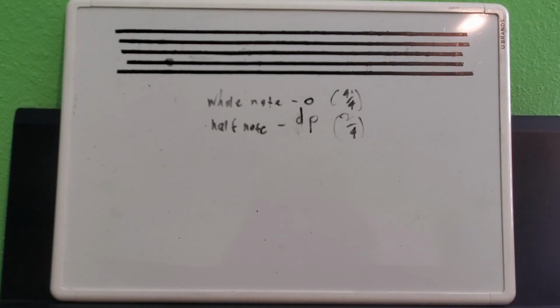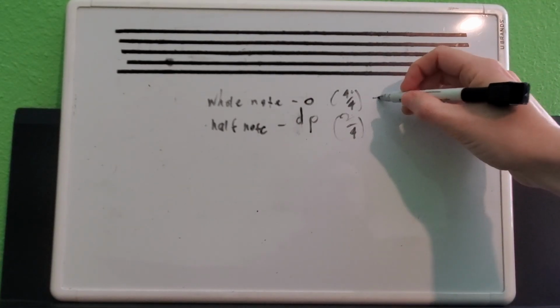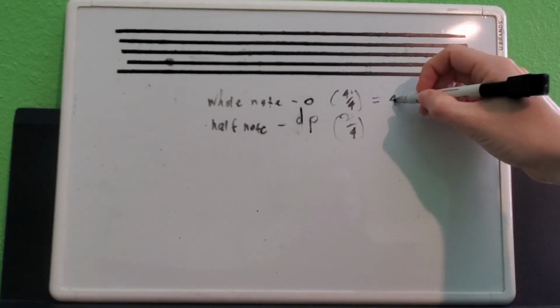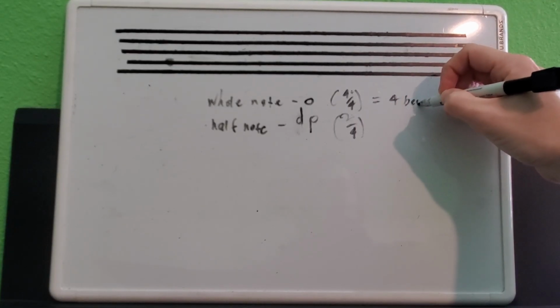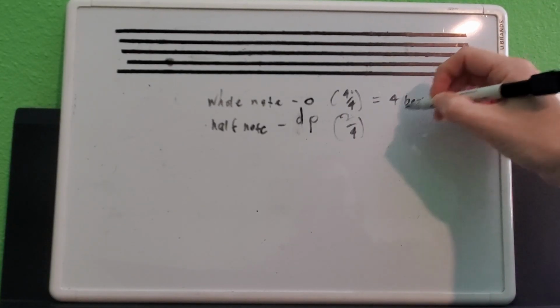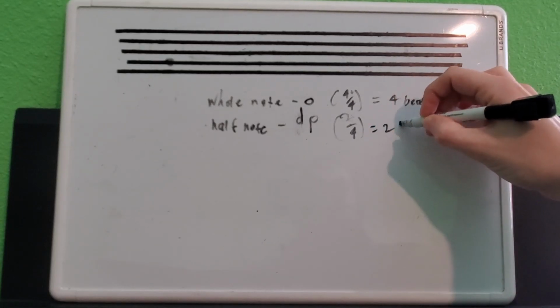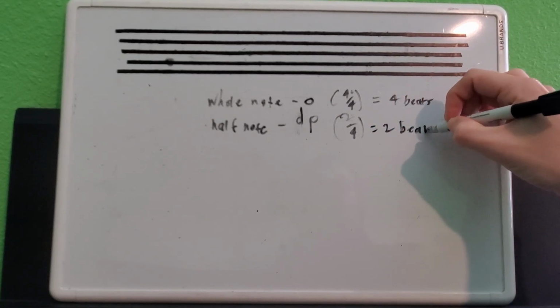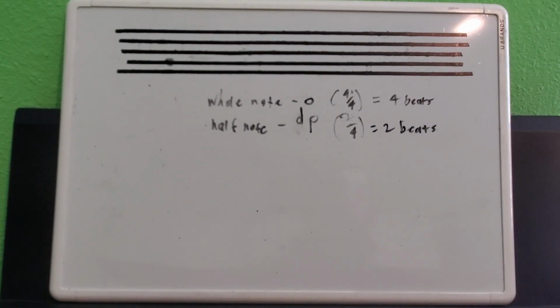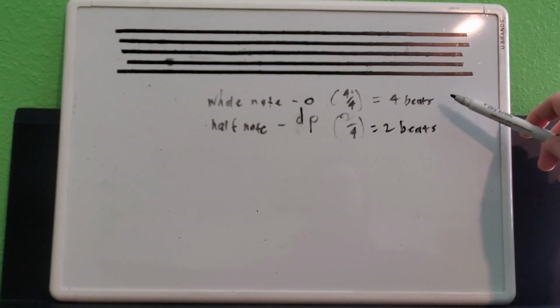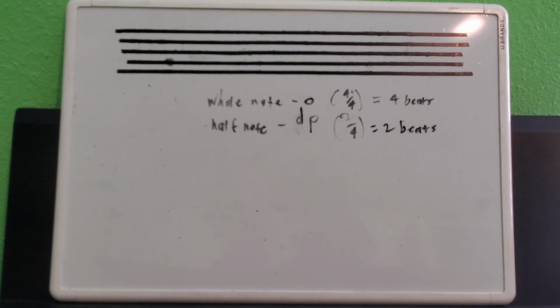So you could also say that one whole note equals 2 half notes. I'll put the beats here so it's a little clearer to see. Alright, so one whole equals 2 half notes.